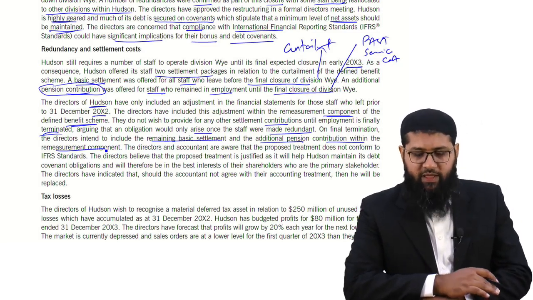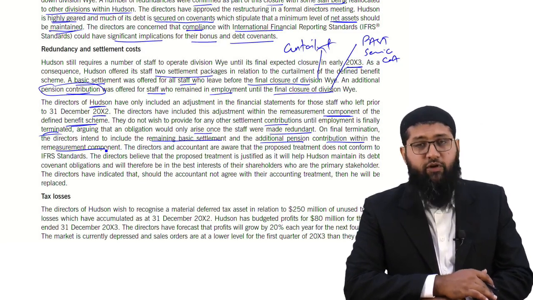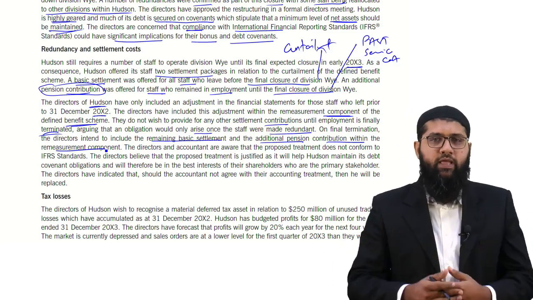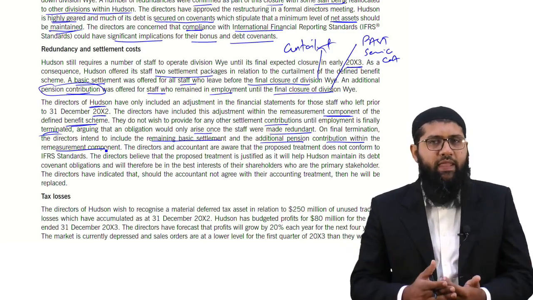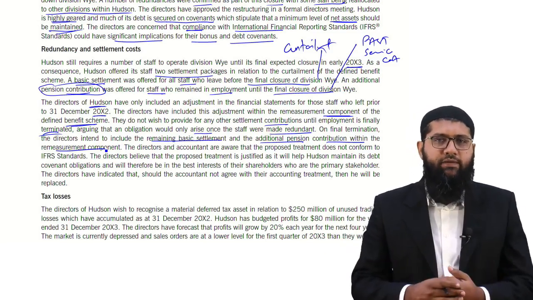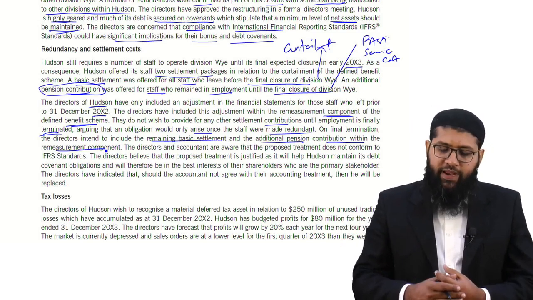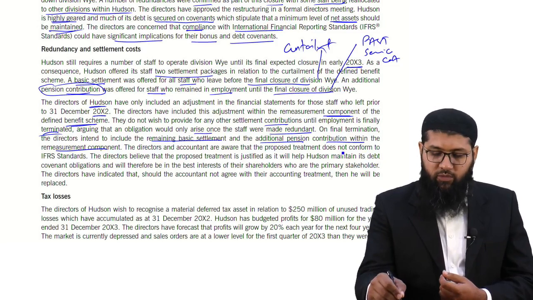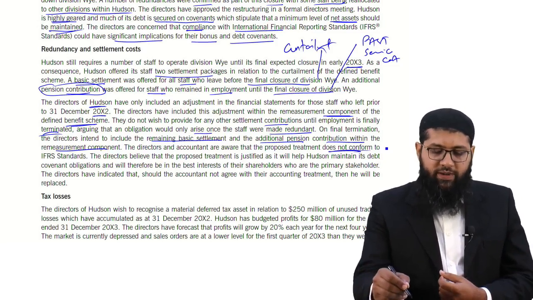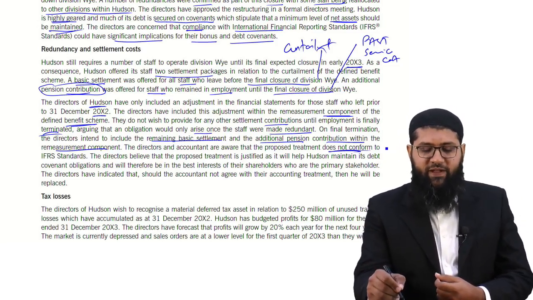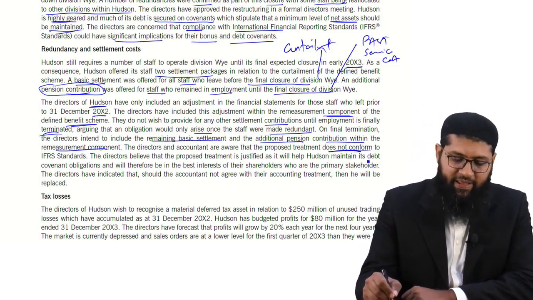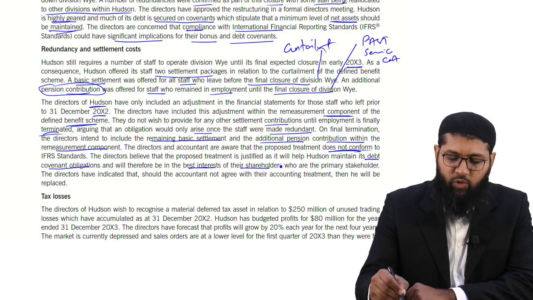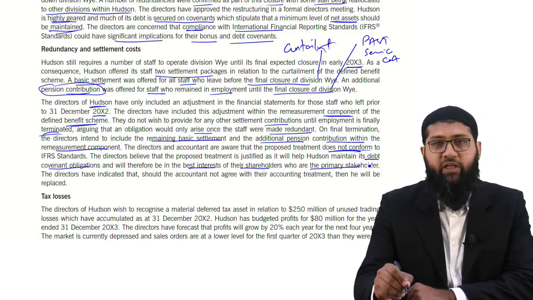Directors and accountants are aware that the proposed treatment does not conform to IFRS. Okay, so you see how big a doubt there is on their integrity. They know that it does not comply with IFRS, still they are going ahead with it. Directors believe that the proposed treatment is justified as it will help Hudson maintain its debt covenant obligations and will therefore be in the best interest of their shareholders, who are the primary stakeholders.